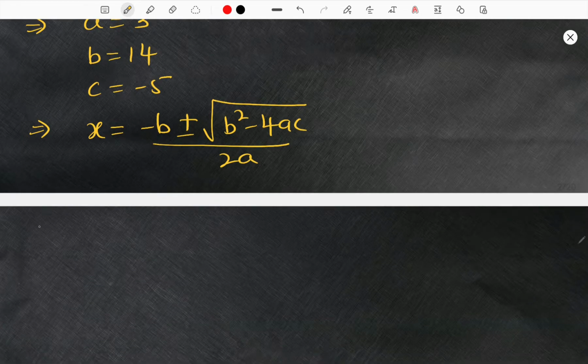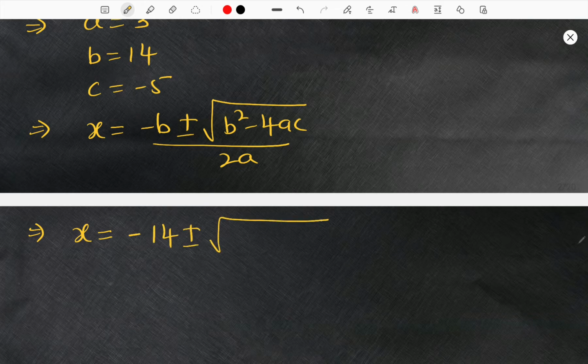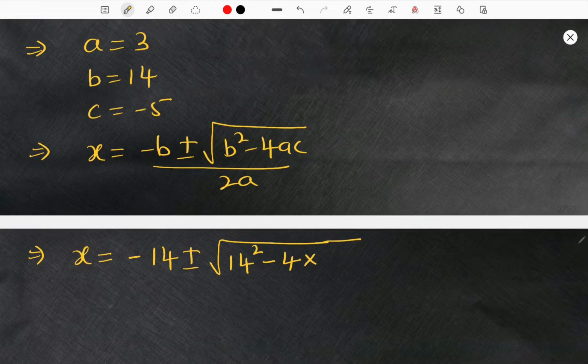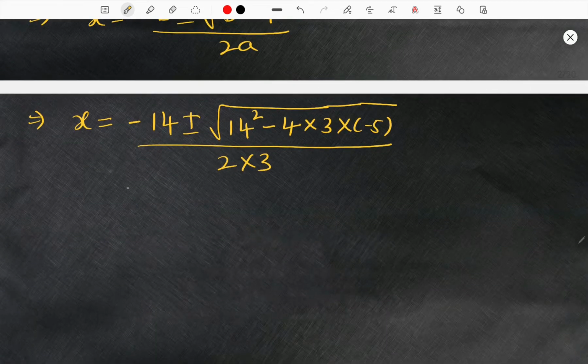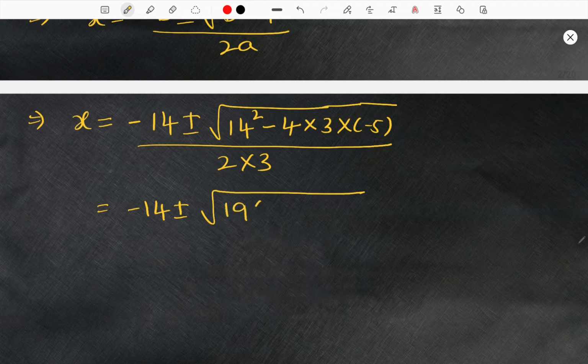Now let us substitute all the values. It becomes x is equal to minus b, means minus 14, plus or minus under root b square, 14 square, minus 4ac, 4 into a is 3 and c is minus 5, then divided by 2a, 2 into 3. Now it becomes minus 14 plus or minus under root 14 square is 196. Then here minus into minus becomes plus. Then 4 into 3 is 12, then 12 5s are 60, then divided by 6.